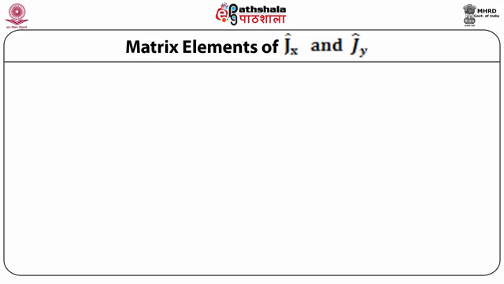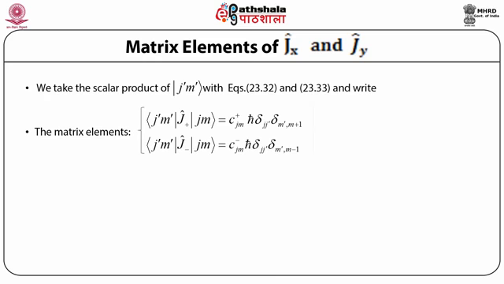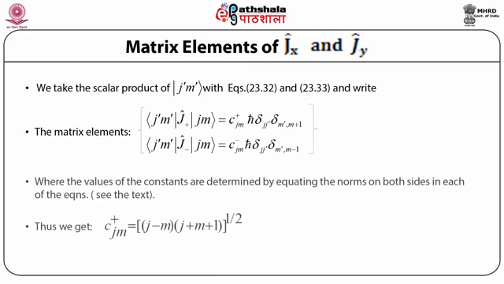So now, in order to find out the values of the operators J plus and J minus, we take the scalar product of these operators with the ket vector J prime M prime, and the matrix elements of these scalar products turn out to be: bra vector J prime M prime, operator J plus, ket vector Jm, is equal to C dagger Jm H cross delta J J prime delta M prime M plus 1, where C dagger Jm is a constant that we need to determine, and H cross is the Planck's constant.